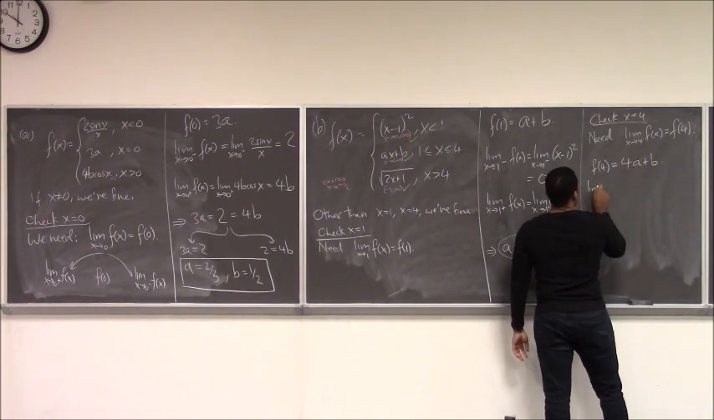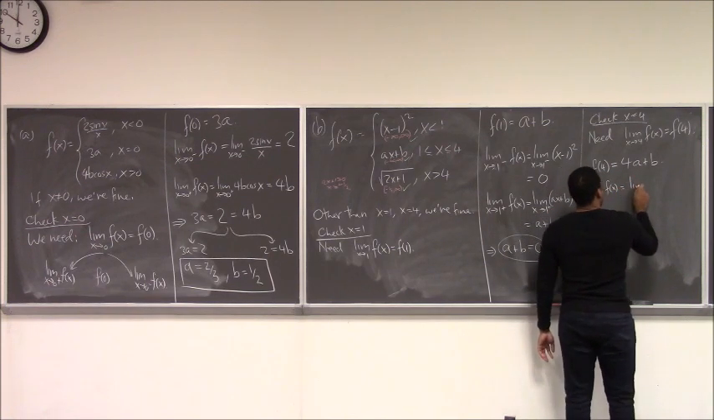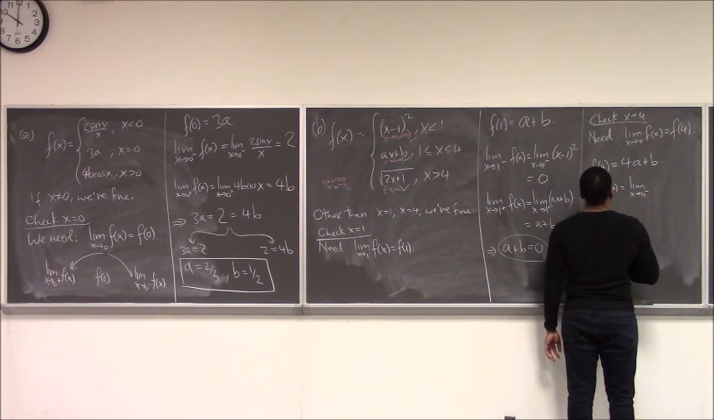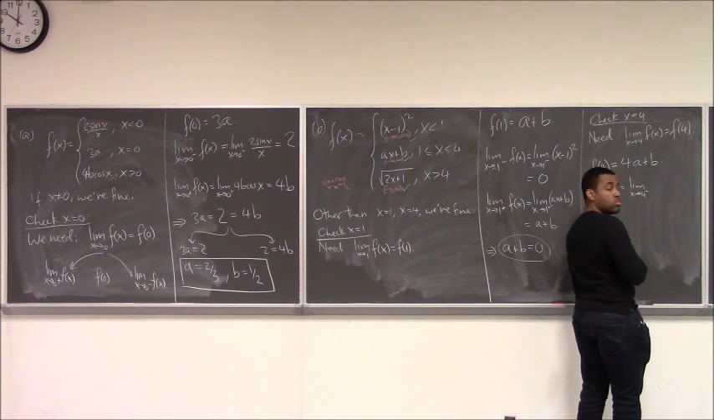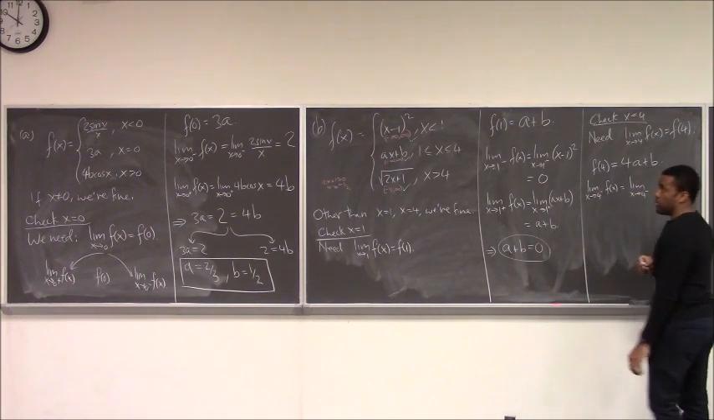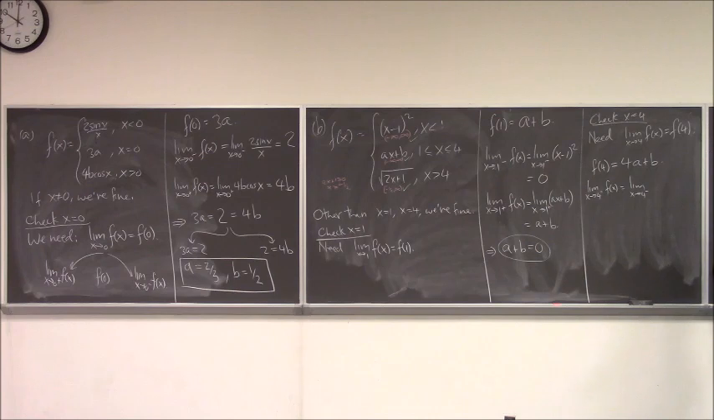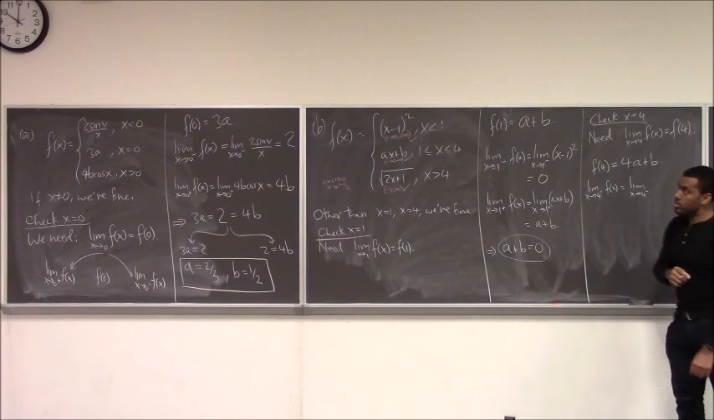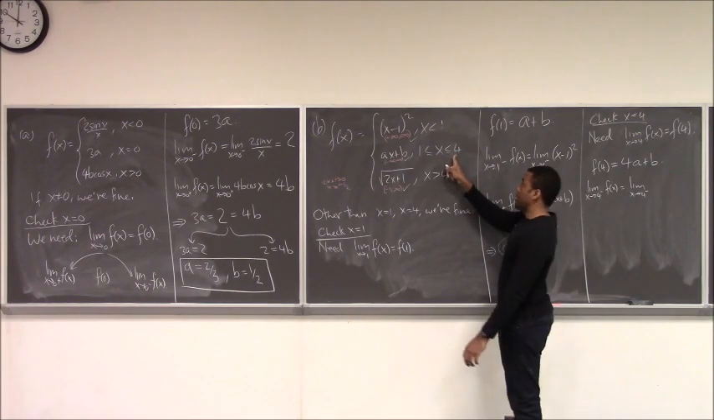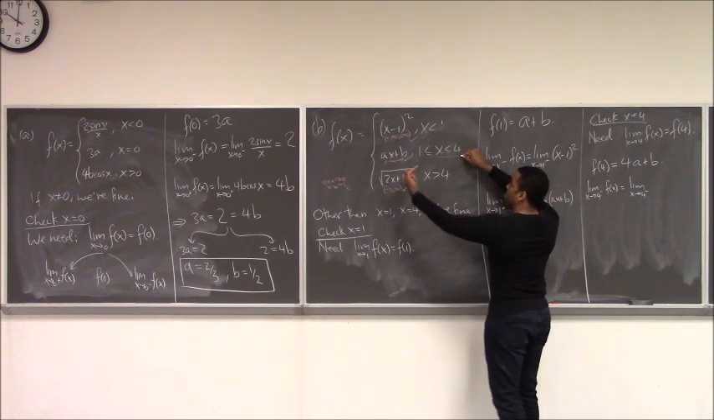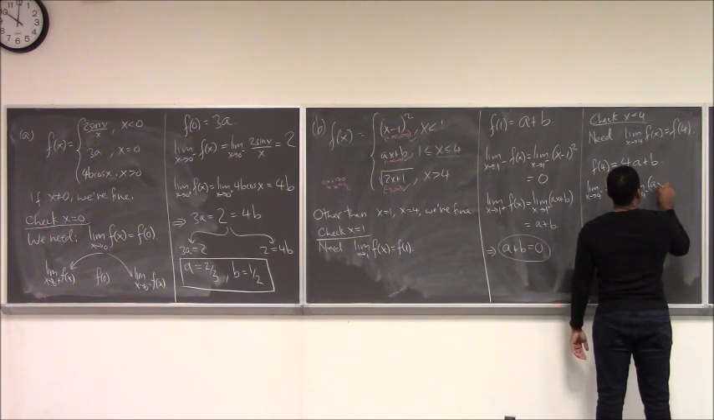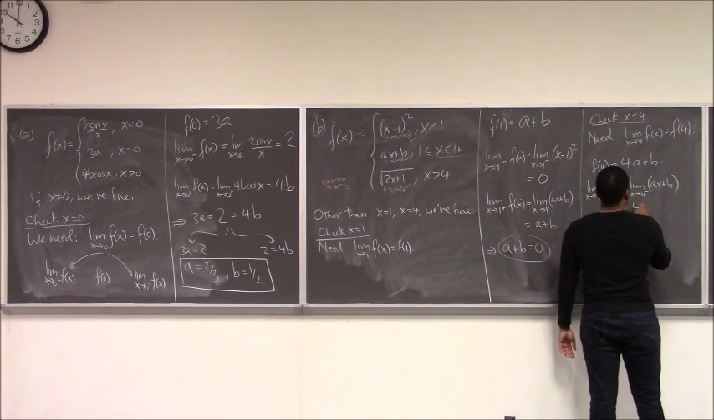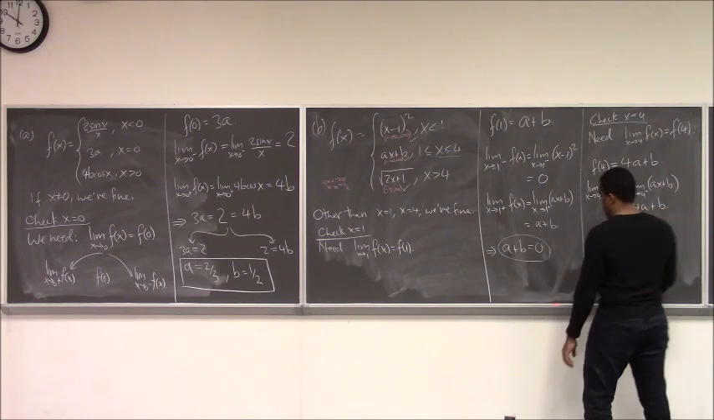Okay, what about the limit as x approaches 4 from the left side of f of x? That is the limit as x approaches 4 from the left of what function? If we're looking at 4 from the left, who should we be looking at? The middle one, right? It tells us when x is less than 4, coming up to 4, that turns out to be again 4a plus b by our plugging in rule.